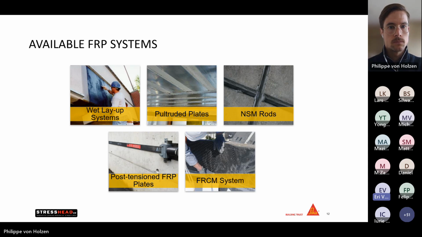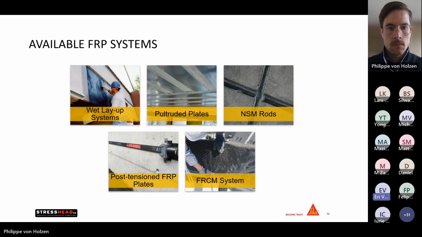Near surface mounted rods, these are carbon fiber rods that are installed, again, for the purpose of structural strengthening by cutting a groove into the concrete substrate and then dropping them in more or less, and then sealing it all up with epoxy. These are very widely used, for example, for top slab applications when you have positive or negative moment cracking, or just in general crack stitching. We use these a lot.